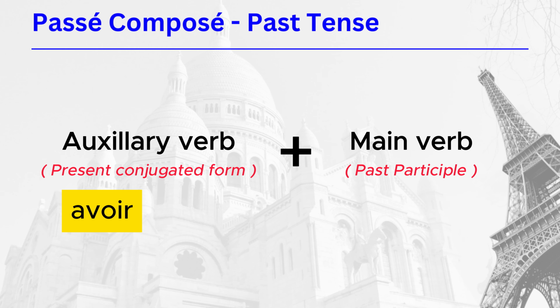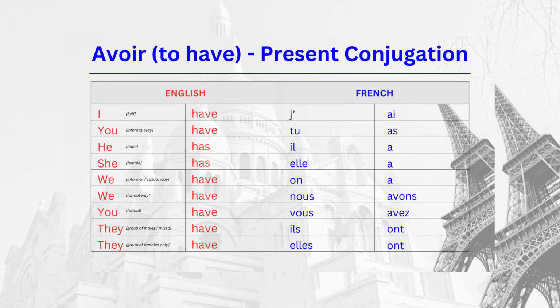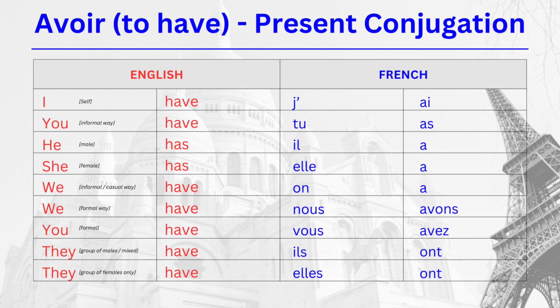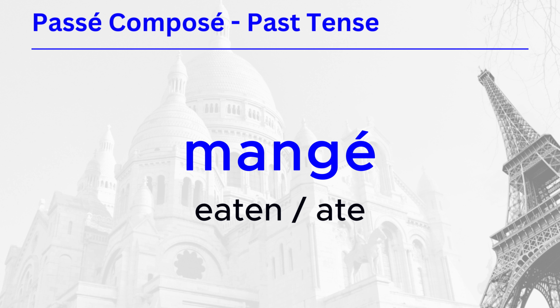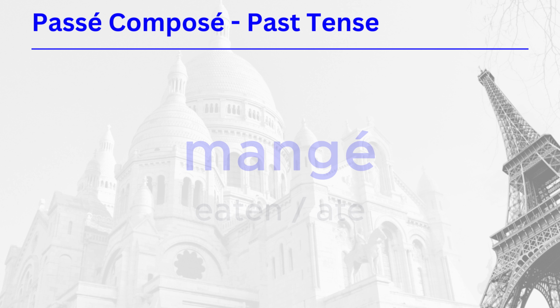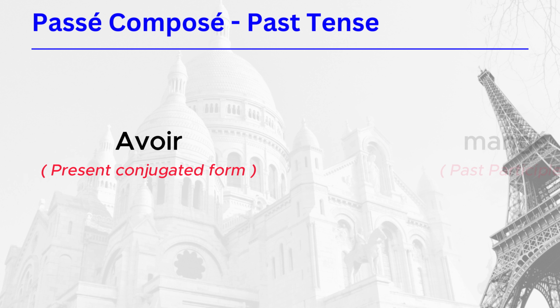We have already learned the present conjugation form of the verb Avoir. Let's take an example of the verb Manger to build past tense conjugation. To complete the conjugation, we will also need the past participle of this verb. The past participle of this verb is mangé. Now, we have present conjugation of auxiliary verb and past participle of the main verb. Let's combine them to form past conjugation of the main verb.